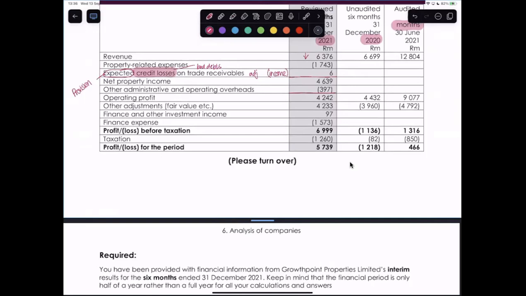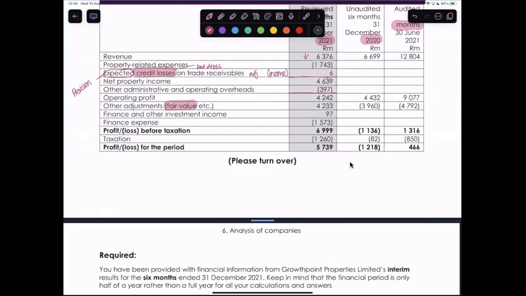You can then see there are also other adjustments after the operating profit, and it refers to fair value adjustments. Now, that's not something that is in your matric syllabus or curriculum, but it is something that you can sometimes be exposed to, because it is important for you to be able to see things that you haven't seen before and try and figure out what that might actually relate to.